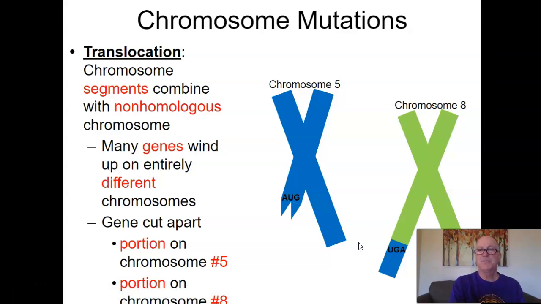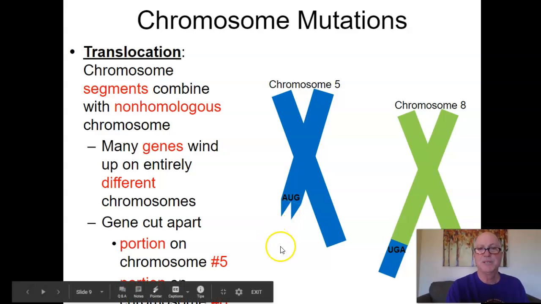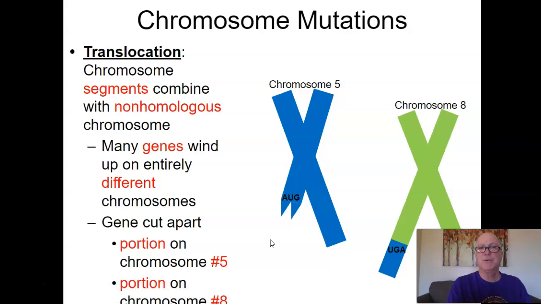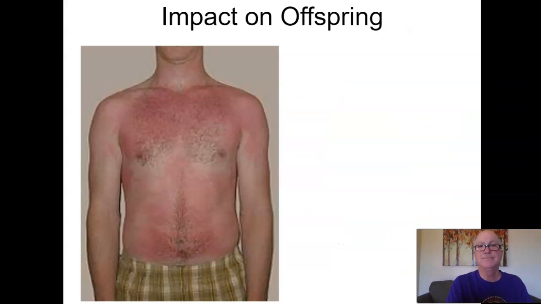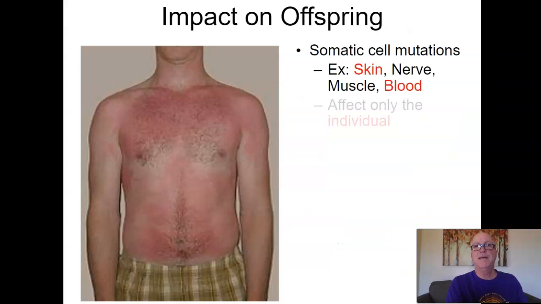The bases may not have been put in the correct order, but many genes could have been cut off here and put here, and that affects how they're read. So from this, all I really want you to know is that sometimes a mutation can happen with lots of genes. Instead of just a point mutation that affects one gene, this may affect 100 genes. Now let's take a look at the impact on offspring.